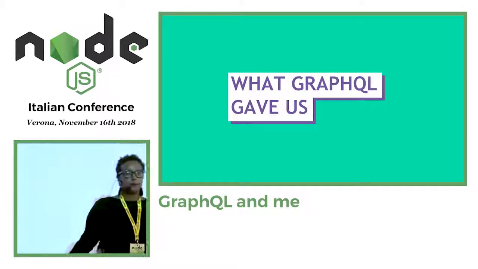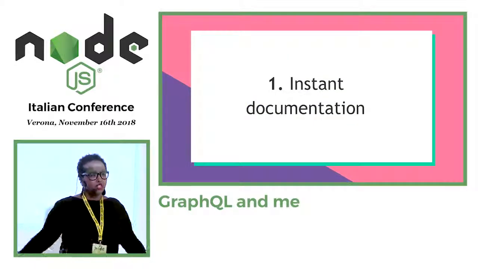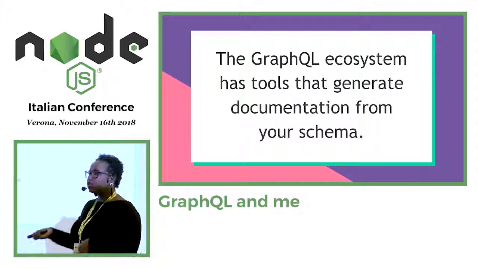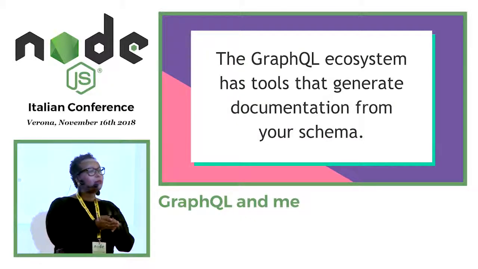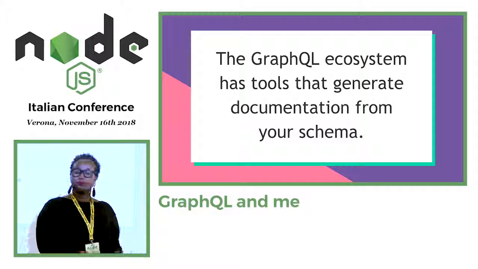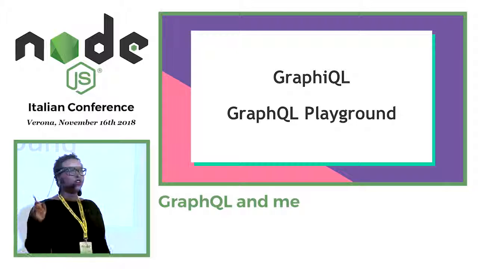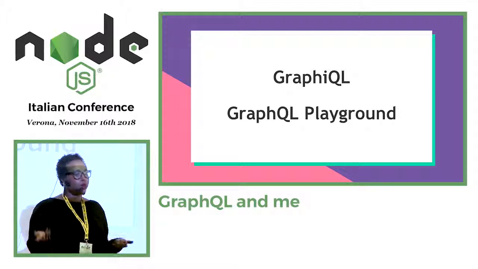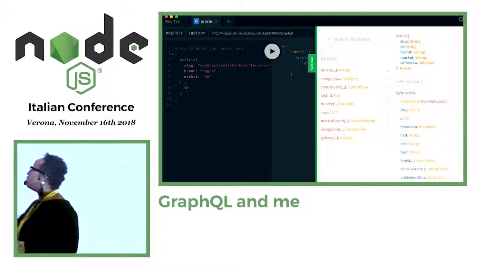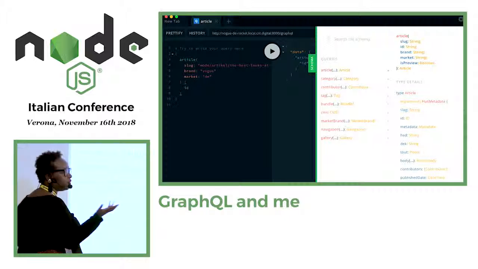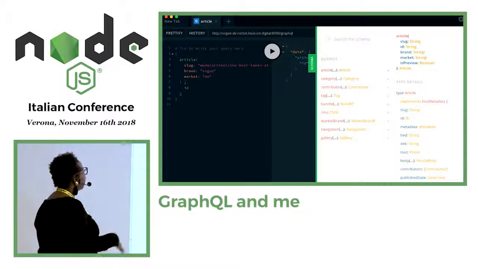So what did GraphQL give us? First of all, it gave us instant documentation. The GraphQL ecosystem has amazing tools that allow you to connect it to your schema and create documentation out of it. There are tools like GraphiQL and GraphQL Playground so that you can explore what your API is giving back. This is a screenshot of GraphQL Playground, which is very similar to if you've used Postman for REST APIs. It's a similar concept.